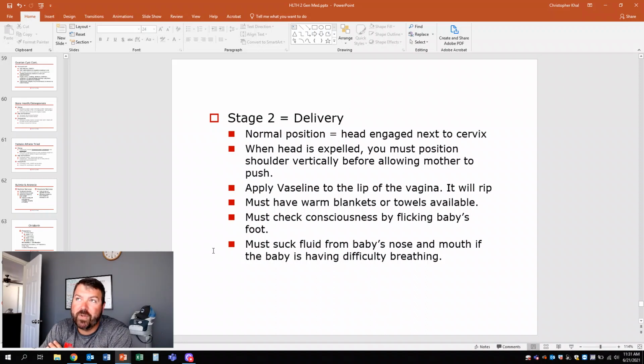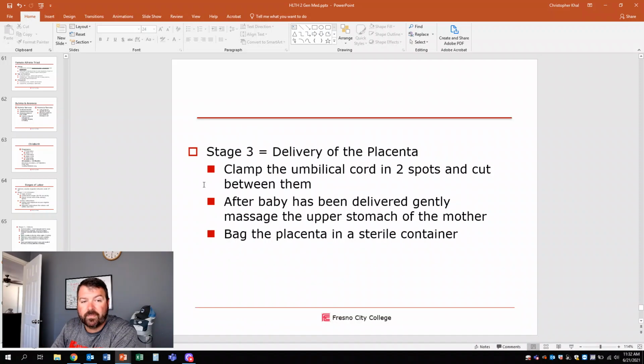If you do happen to have the baby come out and you're just on the side of the road or wherever you're at, keep the baby clean, flick the baby's foot, make sure it's responsive. Suck fluid from the baby's nose and mouth. Make sure it doesn't have any problems breathing, and so forth. Delivery can be tricky at times. You want to make sure the head comes up first. If the feet come up first, that's called a breech. That is very, very dangerous for the baby, and I do not recommend it at all.